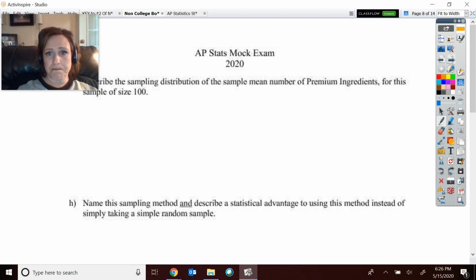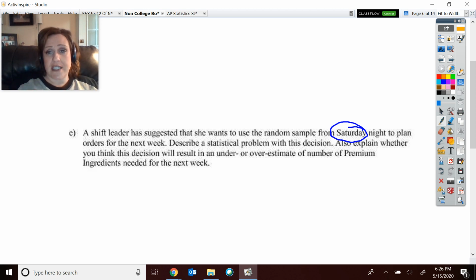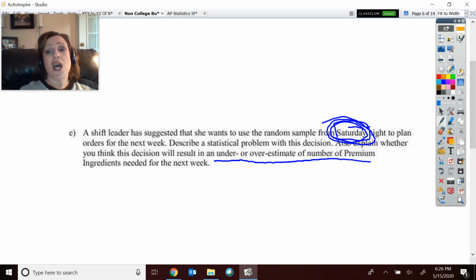Very good. Now let's move on. So this next question says, a shift leader has suggested that she wants to use a random sample from Saturday night to then plan her orders for all of next week. So she wants to base what she orders for what she anticipates the orders to be for all next week. And she does this based on Saturday night. So the question asks us to describe what you think might be a problem with that design, that decision to collect her data on only Saturday night. And then also explain whether you think this decision will result in an underestimate or an overestimate of the number of premium ingredients she will need for that whole week.